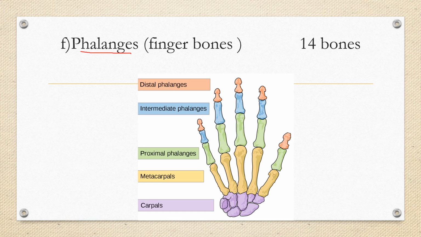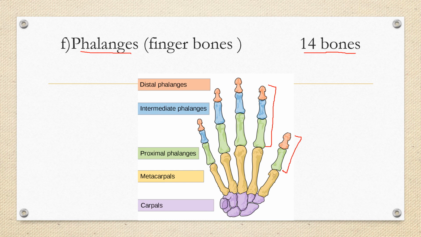The last bones that are present in the hand are finger bones that are called phalanges. These are phalanges that are constituting your fingers. The finger bones are total 14 bones. 14 bones in that way that all your fingers will have 3 phalanges, but your thumb will have only 2 phalanges.